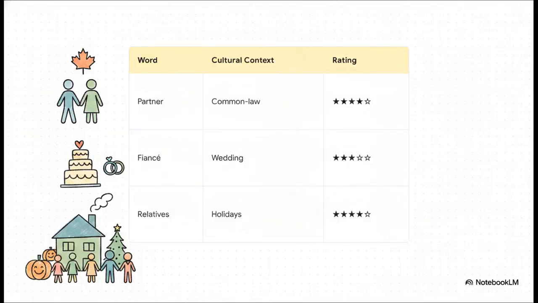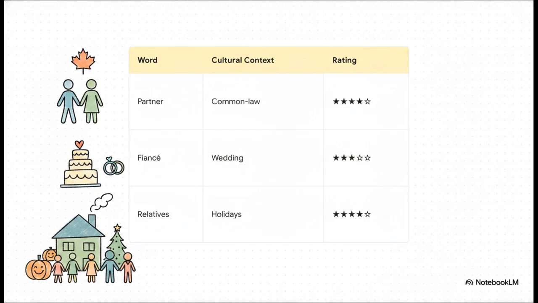We've grouped 3 essential relationship words here. First up is partner. Now, Canada legally recognizes common law partners, and honestly, the word partner is widely used instead of husband, wife, boyfriend, or girlfriend. It's just highly inclusive. Next is fiancé, which is a beautiful French loanword.